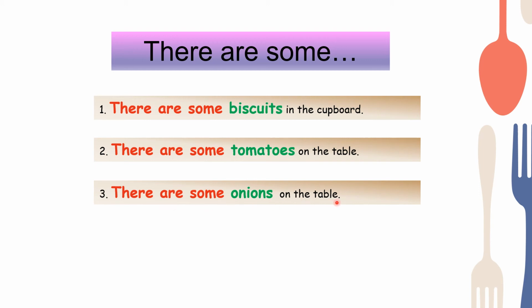Now, did you notice that the nouns given here are all plural nouns? How do we know they are plural nouns? Because they all end with the letter S. Whenever a noun is a plural noun, we use the phrase there are some because the nouns are countable. And the phrase there are some is always used with countable nouns.